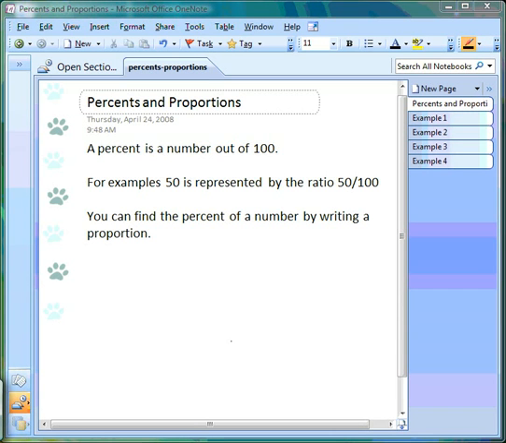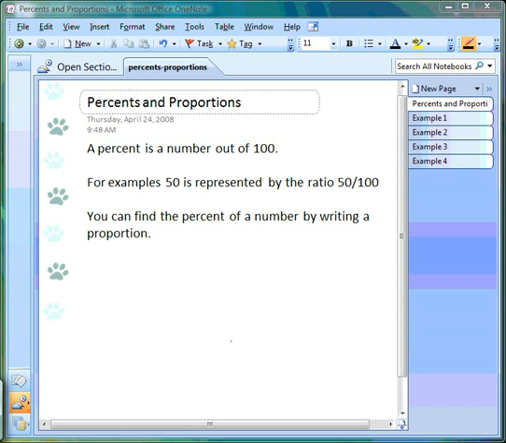We've talked about proportions several times, and today we're going to talk about proportions and how they relate to percentages. Remember, a percent is always a number out of 100. If you get 100% on a test, that means you got the entire test correct. So we're talking about parts of things.